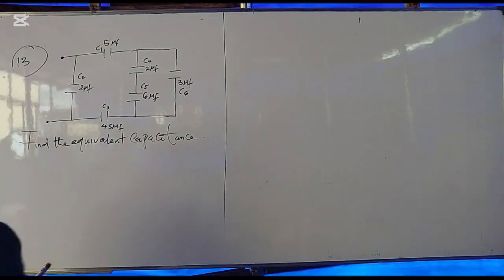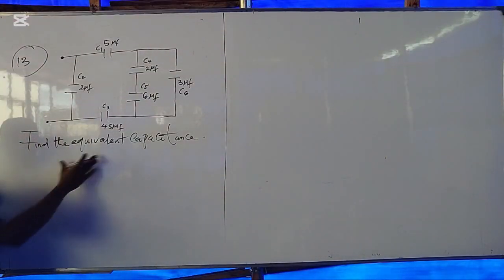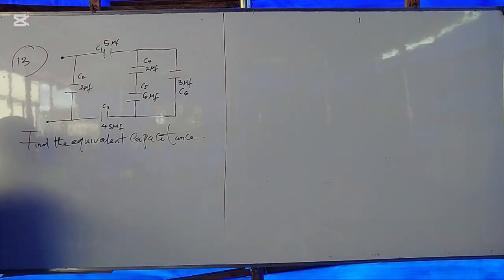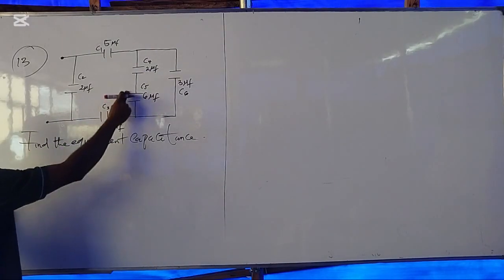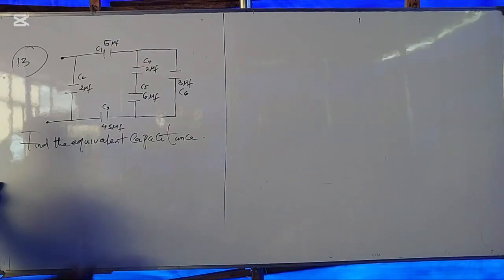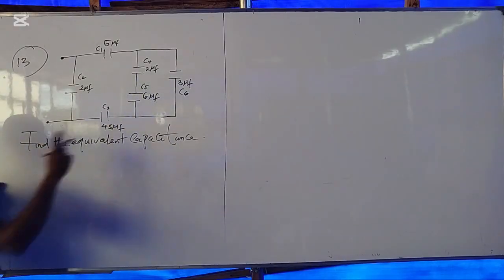Now, we are given this to find the equivalent capacitance, right? Are you there, somebody? So what we are going to do here is that C4 and C5 are in series, right? Let's resolve these two as a single capacitor.